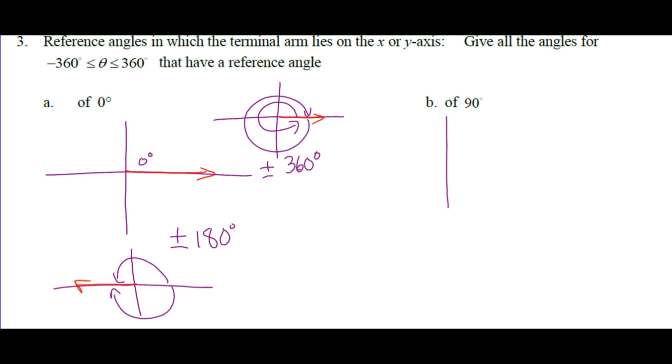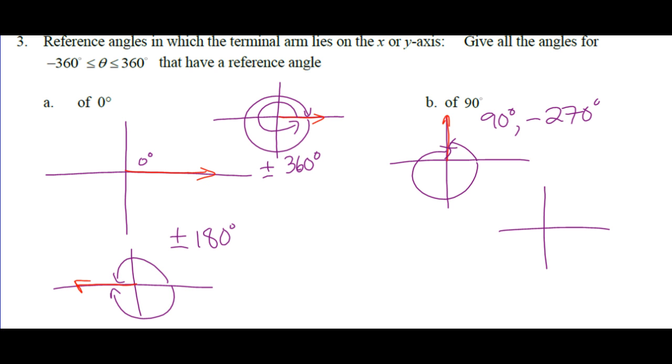Okay, 90 degrees, so where's 90 going to lie? It could be straight up. And my rotation angle is what? This one, 90 degrees, this one, negative 270 degrees. Remember, we're looking for the angles between negative 360 and 360. So either a full rotation clockwise, or a full rotation counterclockwise. Where else could we get 90 degrees? Could be going down here, and my angles are 270 degrees or negative 90 degrees.